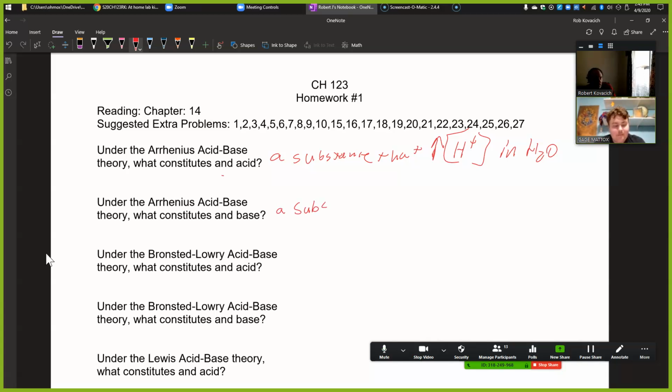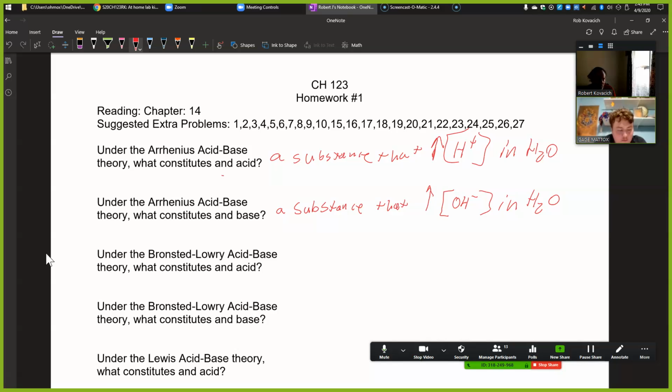Okay, and a base? That's where it makes a hydride ion in water. Hydride? No, that's an H minus. Hydroxide. Hydroxide. Here we go. Brain fart. Okay, so acid increases H plus concentration in water. Hydroxide is increased when you add a base to water.